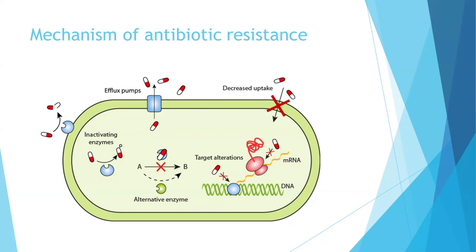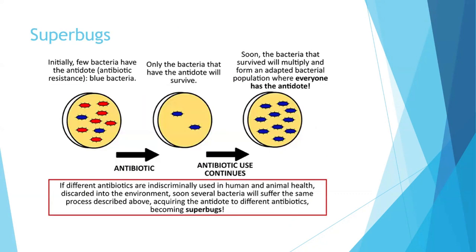So these are the different sorts of mechanism of antibiotic resistance. Now, talking about superbugs, initially few bacteria have the antidote, that is antibiotic resistance. For example, the blue here are antibiotic resistant. Now, only the bacteria that have the antidote will survive, or only the antibiotic resistant bacteria will survive after we prescribe the antibiotic to the patient.